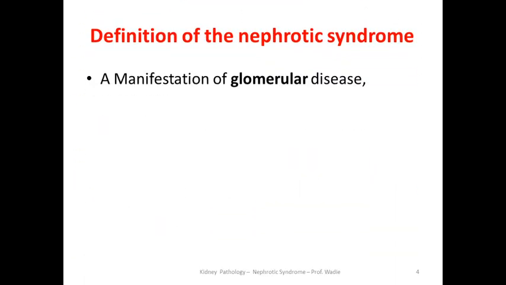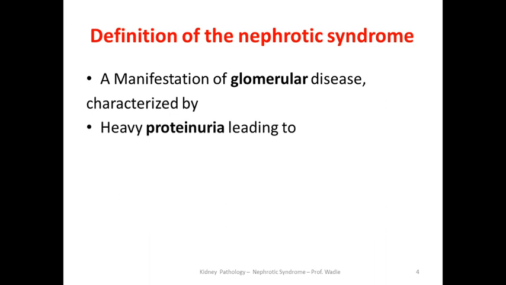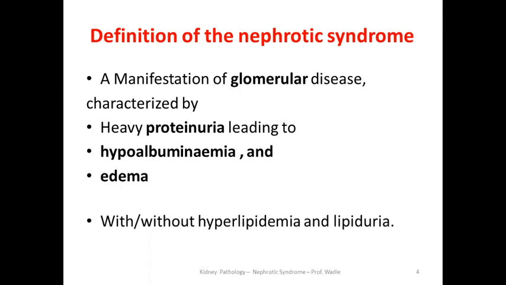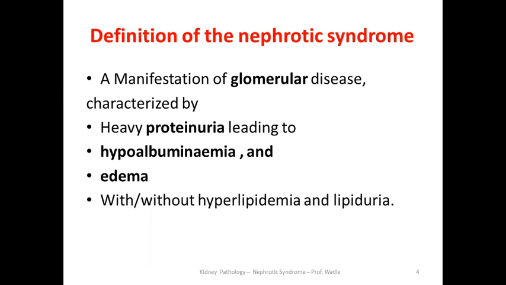Definition of the nephrotic syndrome. Nephrotic syndrome is a manifestation of glomerular disease characterized by heavy proteinuria leading to hypoalbuminemia and edema. This picture may be associated with hyperlipidemia and lipiduria.